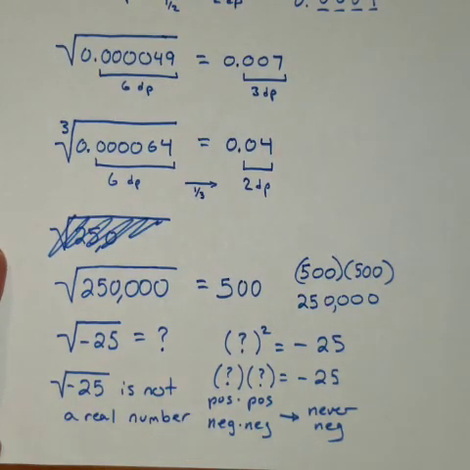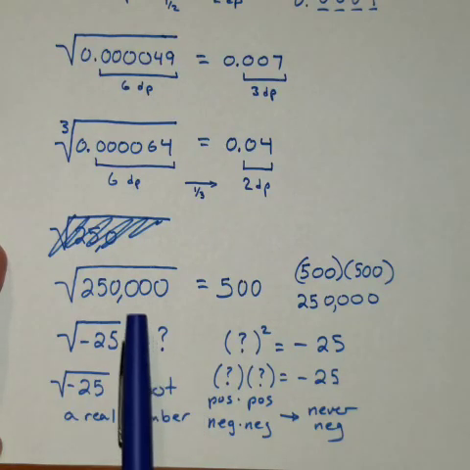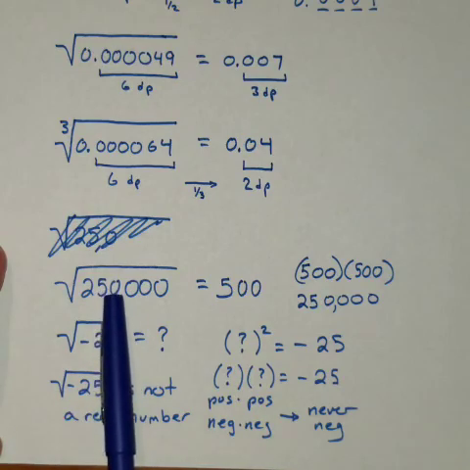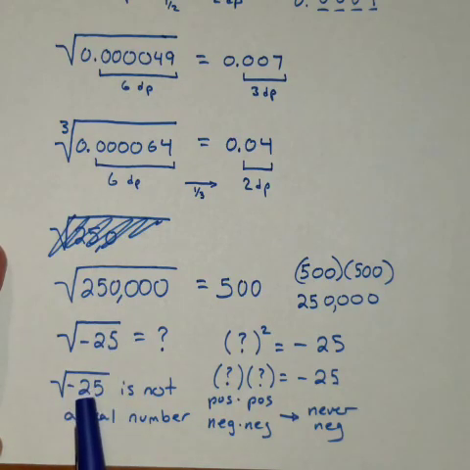Okay? There is something that mathematicians use for that. We're not going to talk about it in this class, but it is called an imaginary number or complex number. But for now, all we're going to deal with are things that have positive roots or positive values under the root. And if it's not positive, if it's a negative under the root, it's just not a real number.